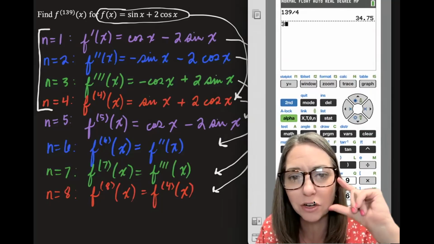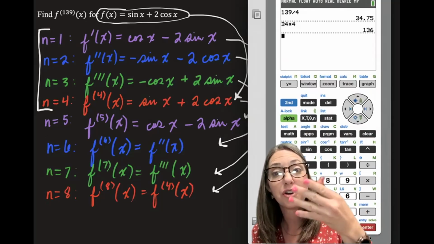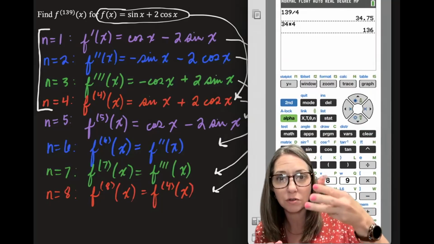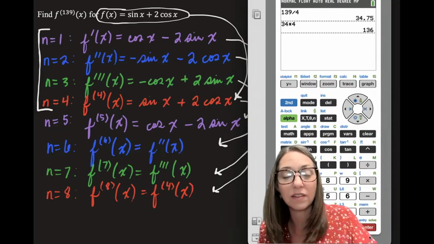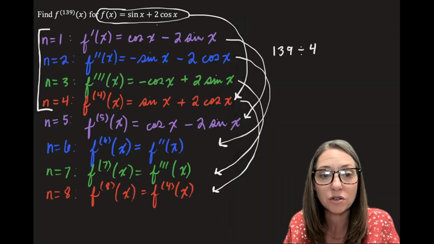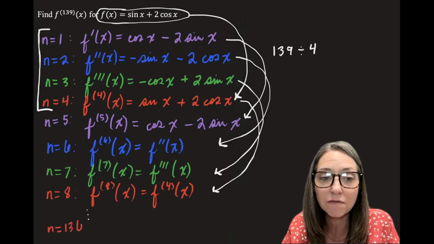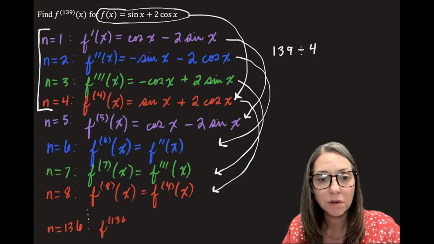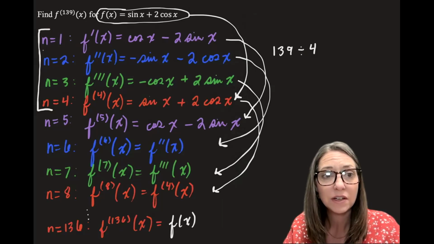So if I multiply 34 times 4, that means I'm going to repeat the process of 4 patterns 34 times. That's going to get me to the 136th. So I go 1, 2, 3, 4, 5, 6, 7, 8. The 136th derivative is going to be the fourth in line. It's going to be equivalent to these two red functions. So the 136th derivative would be equal to the fourth derivative, which is equal to the function itself, the 0th derivative, f of x, right?